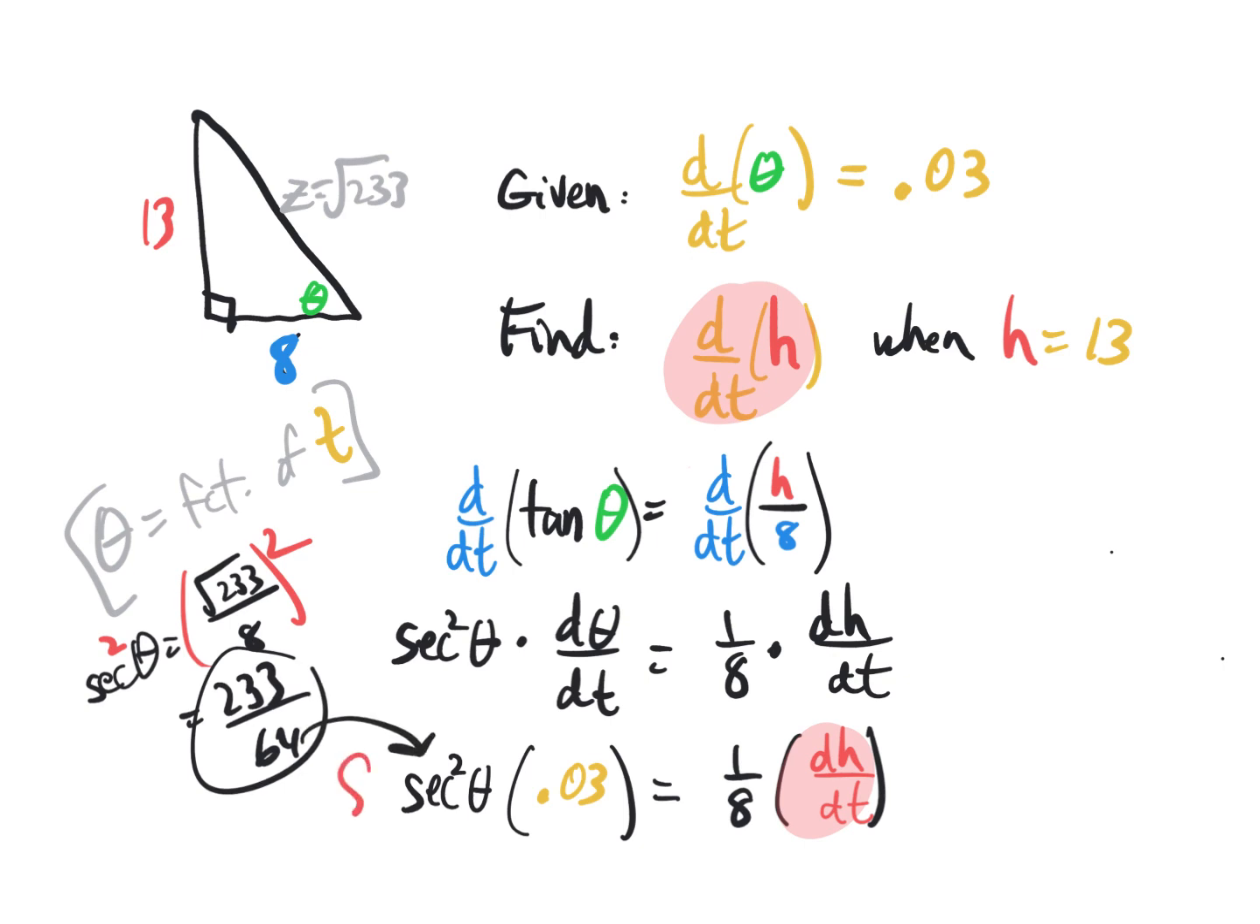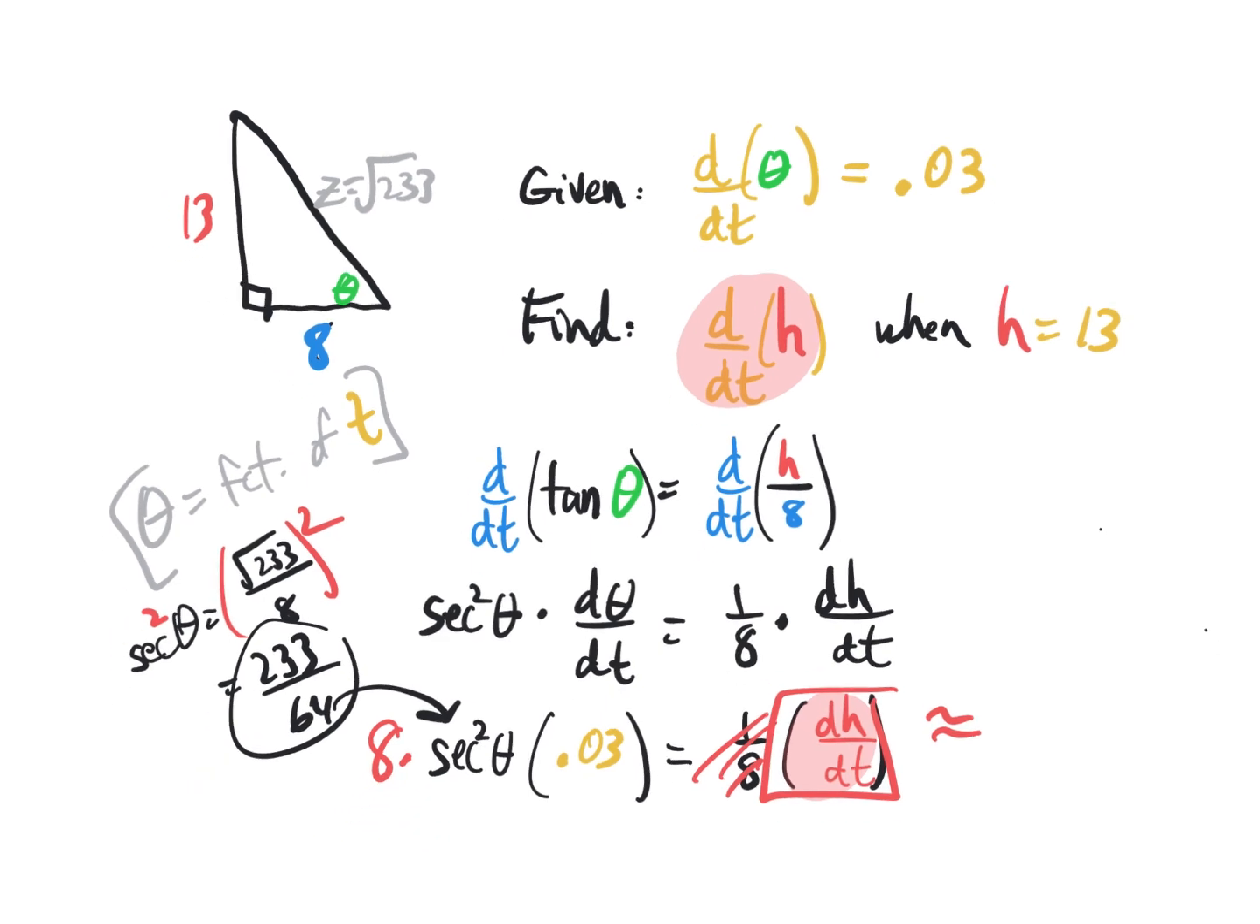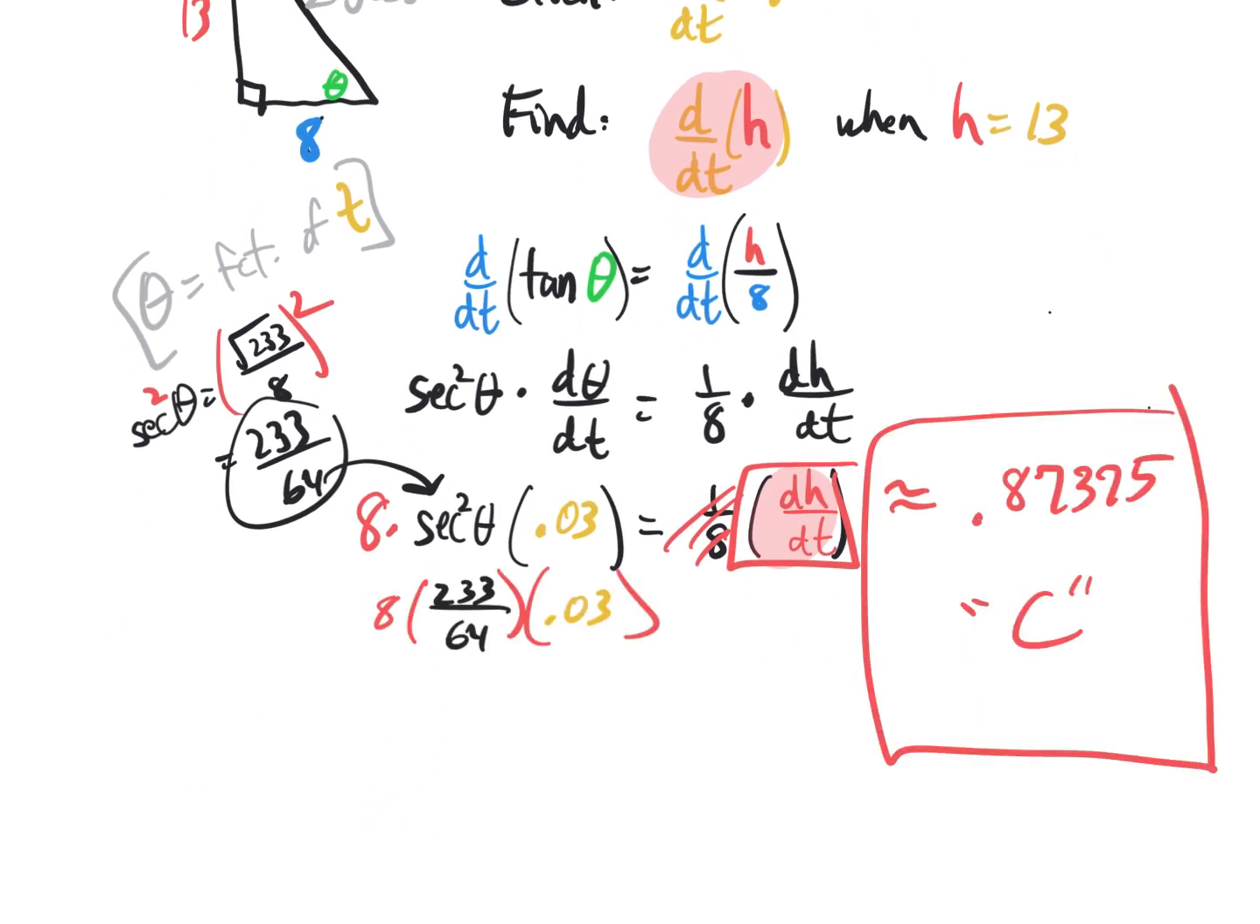We'll put that value in here. Multiply everything times 8. And we'll have our answer. This is approximately equal to 8 times secant squared of 233/64. Oops, let me back that up. This is secant squared, so 8 times 233/64. And that's about 0.87375, which is choice C. We didn't need the units, but there they are. All right, that's number 37. Sweet.